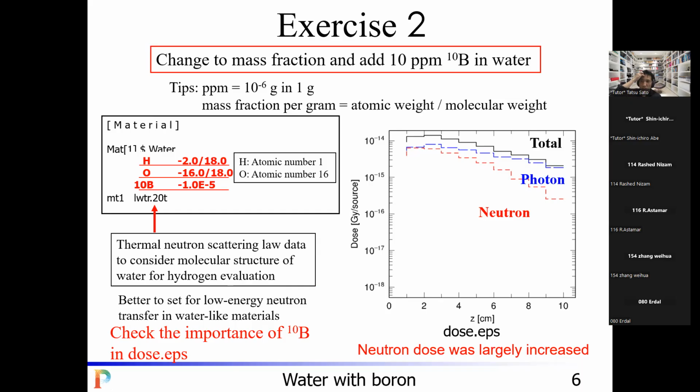Okay, any questions up to now? Yes. Maybe not so significant, but after adding the boron 10, we assume that there is no change in the density of water. It remains the same, 1 gram per cubic centimeter. Right. In a precise sense, maybe 1.0001, but we can ignore such a small difference. Okay, thank you.